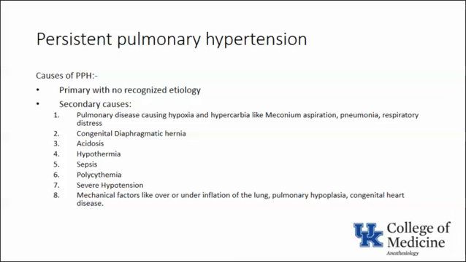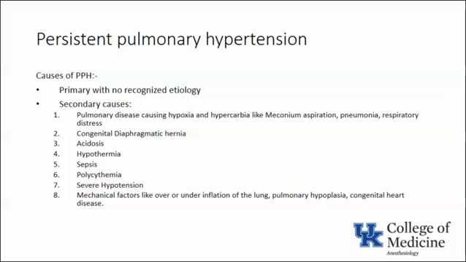What causes this pulmonary hypertension? It could be primary with no recognized etiology. It could be secondary, and that results from diseases of the lungs like bronchopulmonary dysplasia, meconium aspiration, infections, pneumonias. Second common cause would be congenital diaphragmatic hernia. These children are usually born with increased pulmonary vascular resistance. And remember, acidosis, hypothermia, hypoxemia all cause an increase in pulmonary vascular resistance.